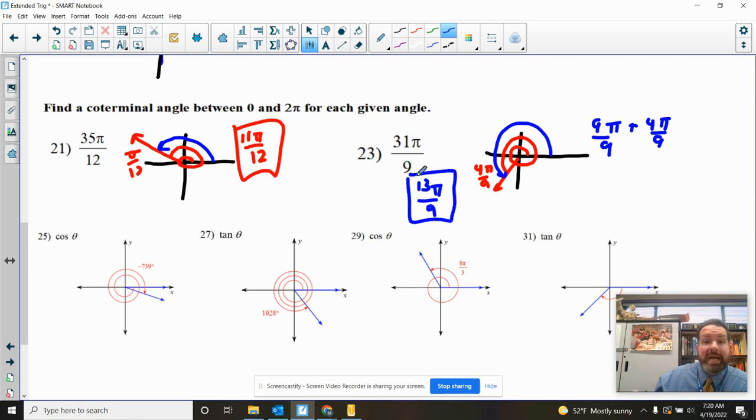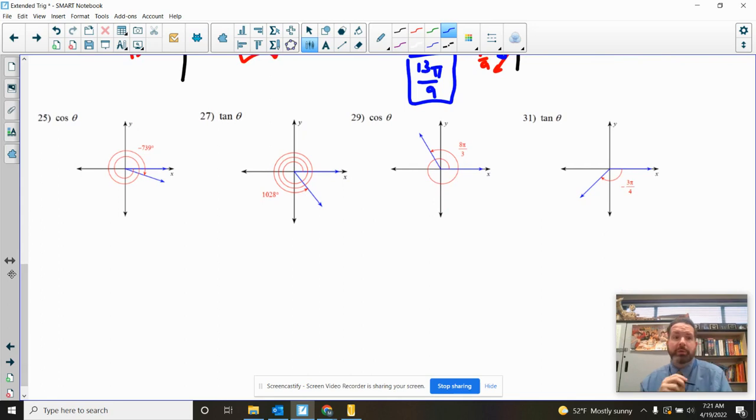Now, the way I've shown you is not the only way to do it. If you come up with a way you like better that always works, more power to you. This last set, this is just making sure you can use your calculator okay.